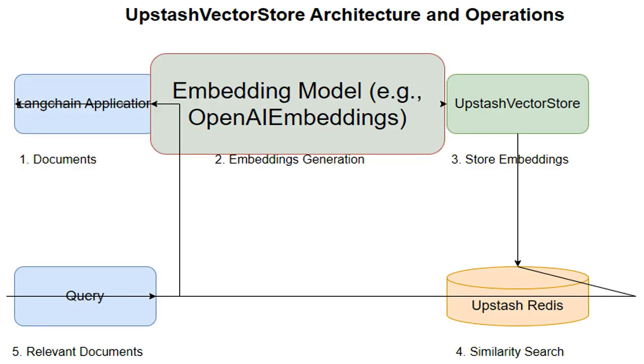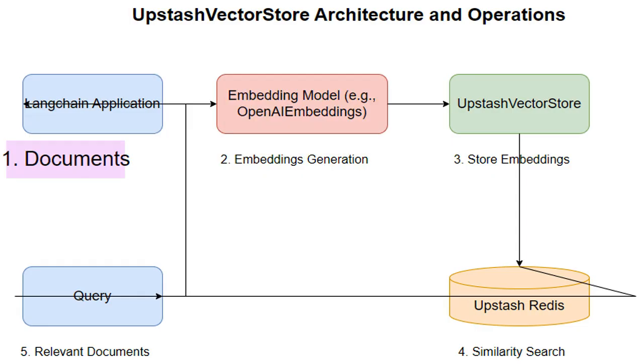The embedding model is a crucial part of the process that transforms text into numerical vector embeddings. An example of an embedding model is OpenAI embeddings. These models use machine learning to capture the semantic meaning of text. The resulting embeddings are then stored in the UpstashVectorStore for similarity searches.